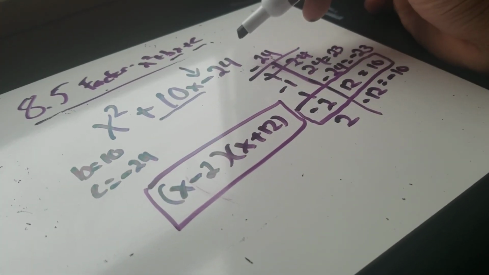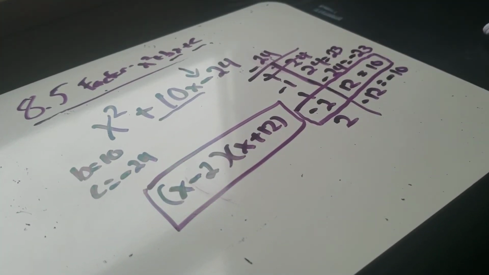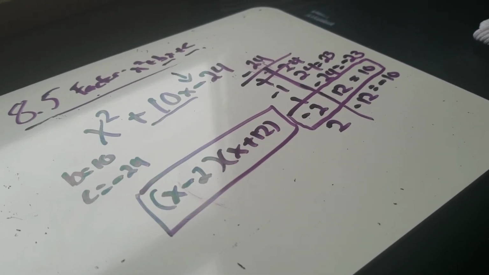So even though C is negative, you just have to understand that the products, the things that multiply to it, are going to be negative. And we got one more type of problem, okay?